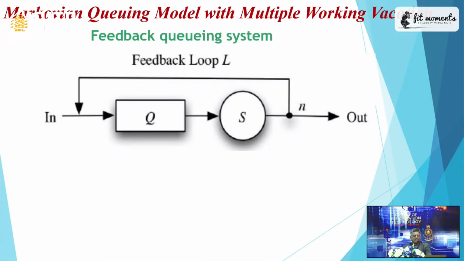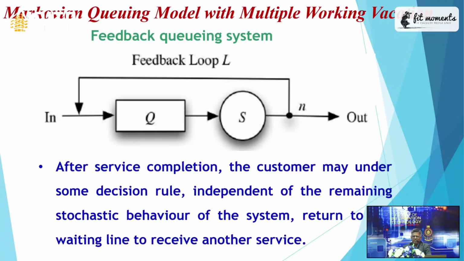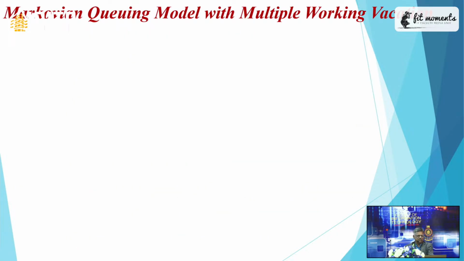Next one is feedback customer. After service completion, the customer may, under some decision rules, not be satisfied with the service. Then we move on to another service. That type of customer is called a feedback customer.